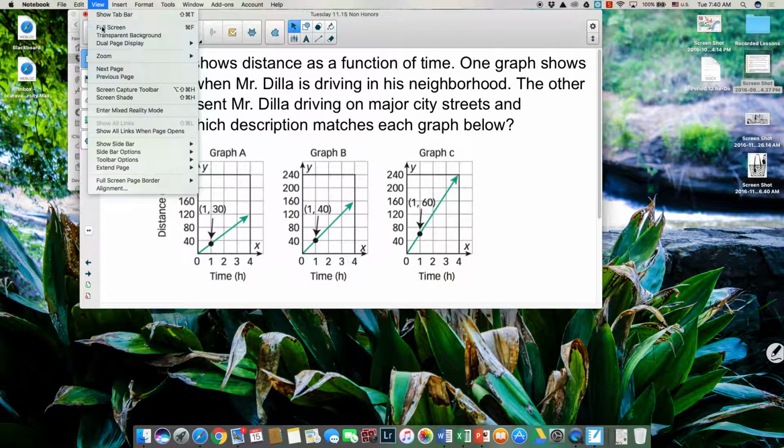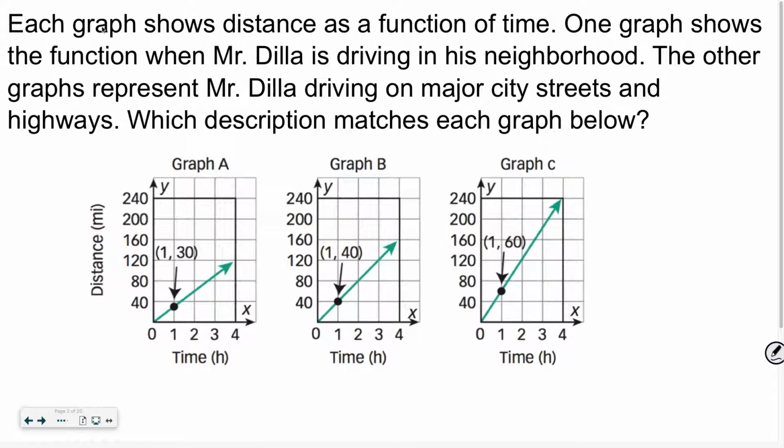Really pay attention today, so you really know what you're doing by the end of the day, so we can really do these fun activities tomorrow, okay? So let's take a look at these three graphs. Each of these graphs shows a distance as a function of time.